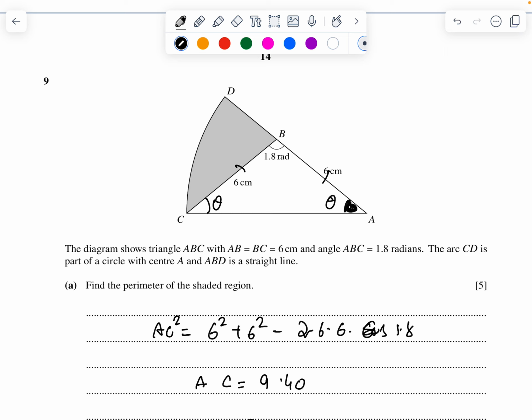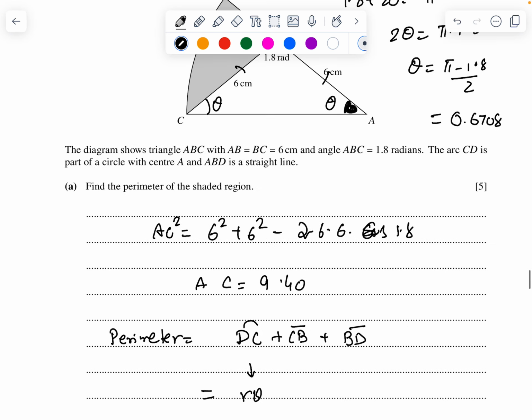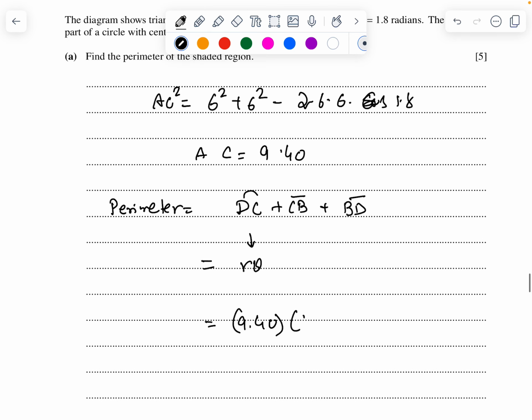So we know that sum of all angles is 180 degrees. So 1.8 plus 2 theta equals to pi. 2 theta equals to pi minus 1.8. Theta equals to pi minus 1.8 divided by 2, which is going to be 0.6708. Then this should be the answer as 6.306. That is arc.